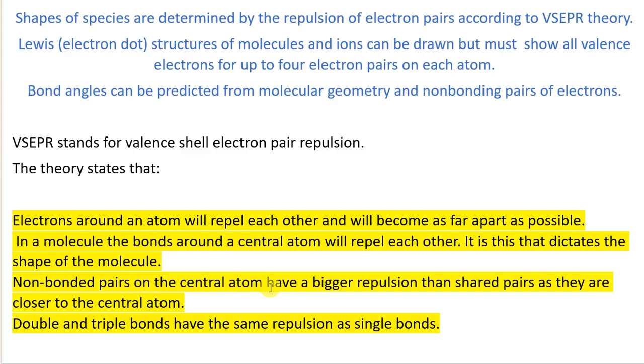Non-bonded pairs on the central atom have a bigger repulsion than shared pairs as they are closer to the central atom. It's repulsion around a central atom that we're considering. Non-bonded pairs of electrons on that central atom are closer to it and so repel bonded pairs more than bonded pairs repel each other. And double and triple bonds have the same repulsion as single bonds.